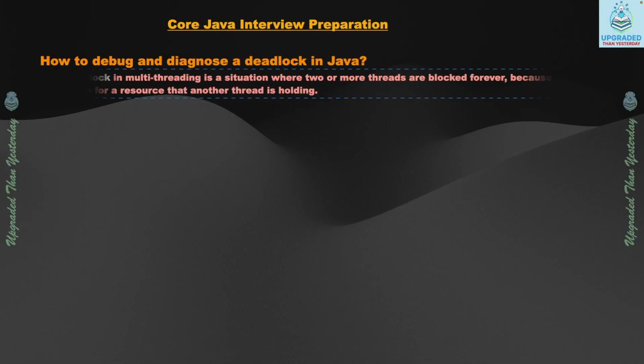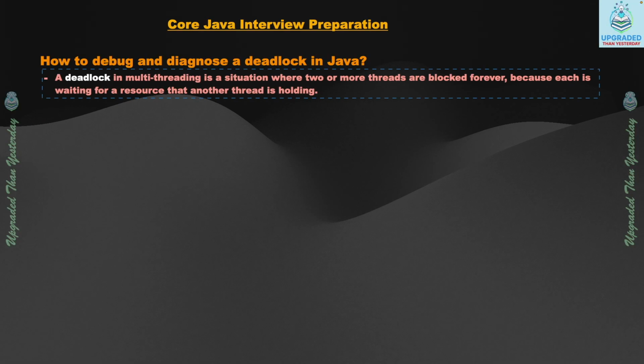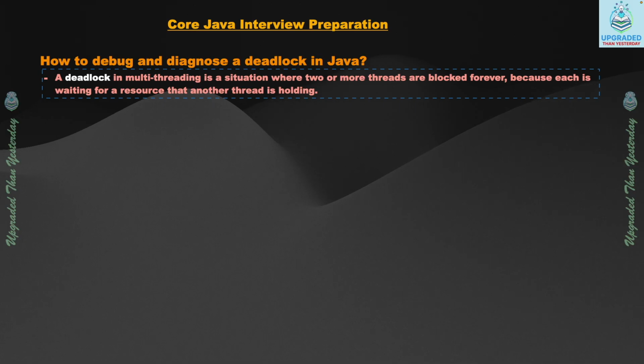What is deadlock in Java multithreading? A deadlock in Java multithreading is a situation where two or more threads are waiting for a resource that is acquired by some other thread. In simple words, suppose there are two threads, thread A and thread B. Suppose thread A is waiting for a resource that is held by thread B and thread B is waiting for a resource that is held by thread A. Then thread A and thread B are in deadlock.